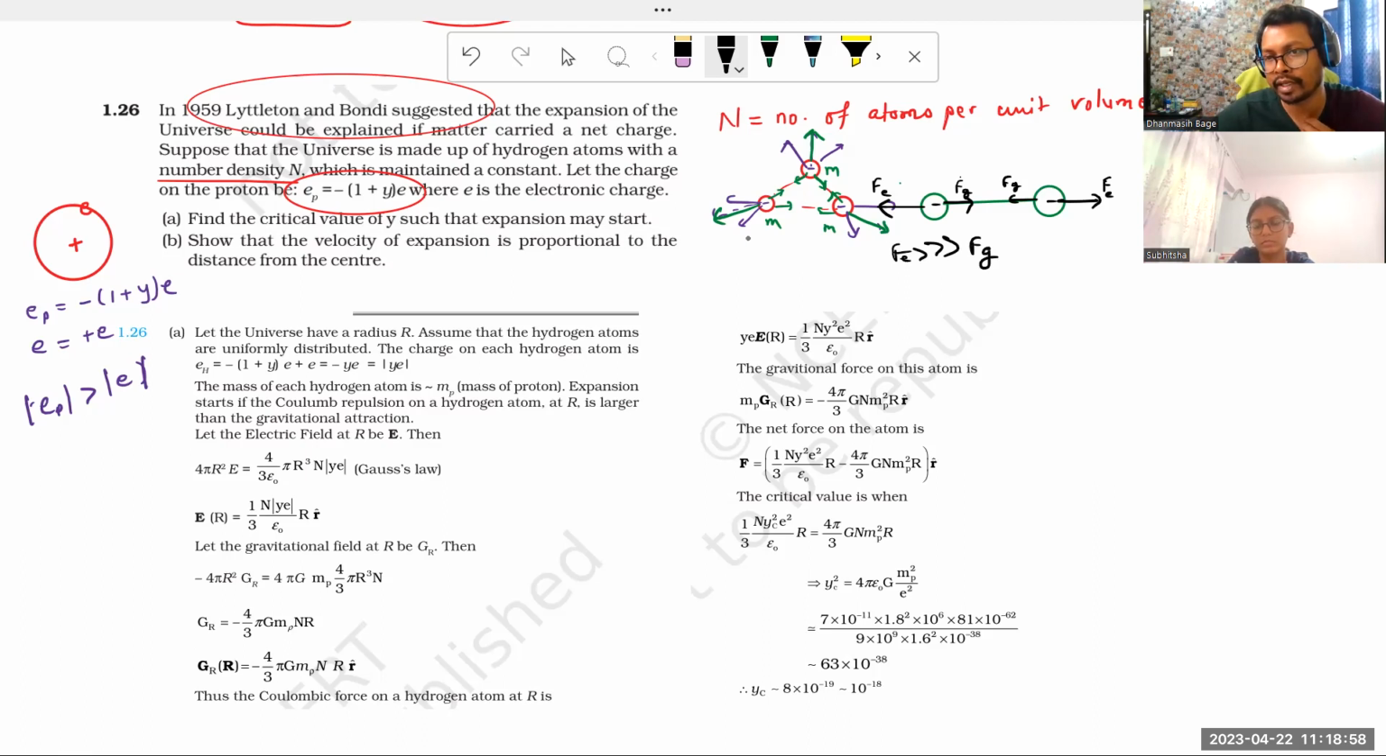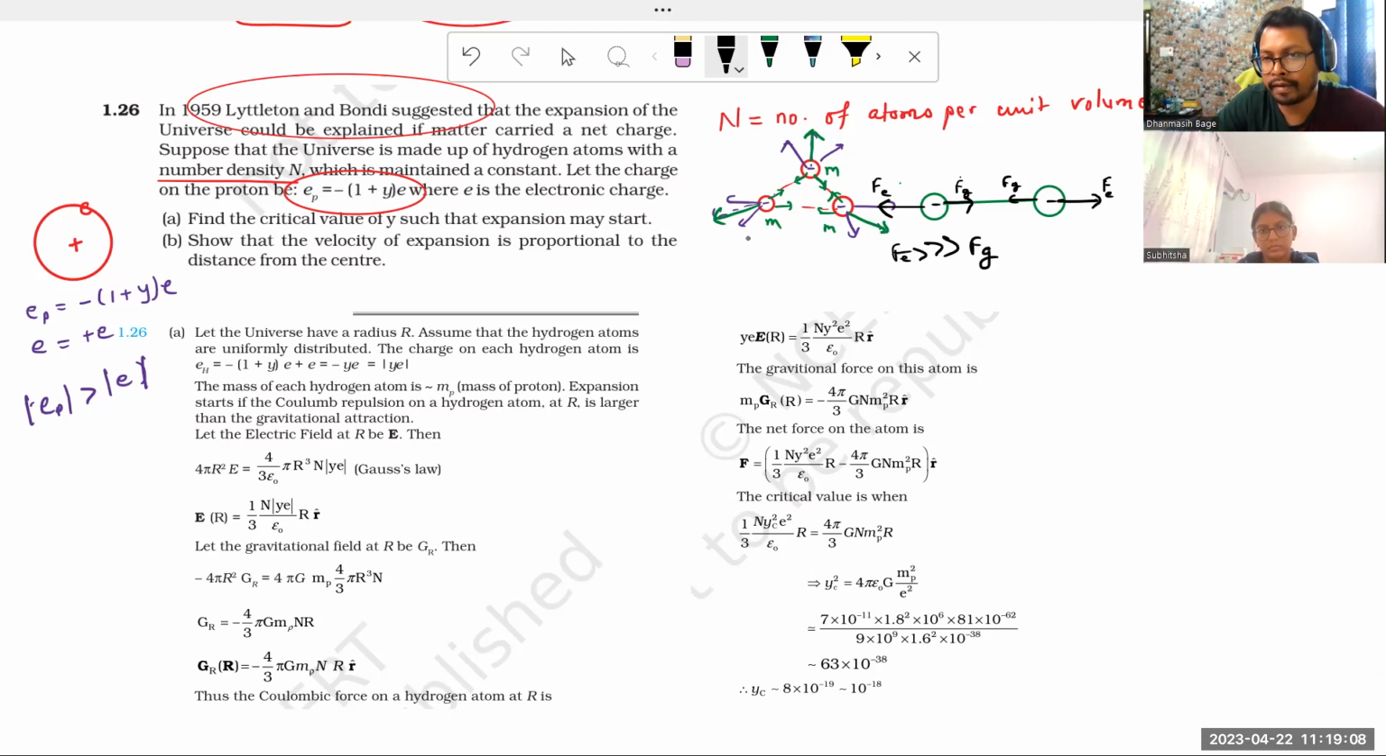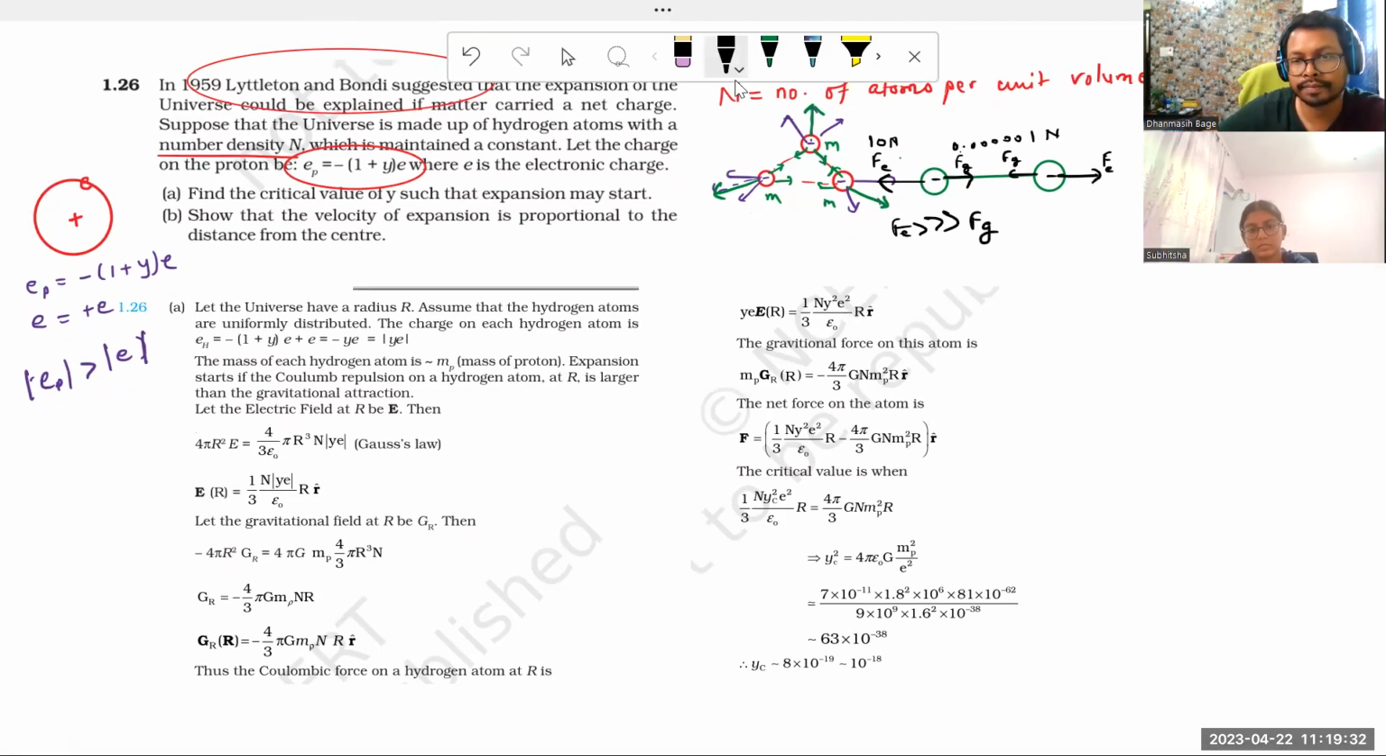Gravitational force is very, very weak, right? So electric force will definitely overcome the gravitational force, and therefore repulsion will persist and this universe will expand, because gravitational force will not be strong enough. If this is 10 Newton, and this is 0.1 Newton, obviously this much force is not enough to counter 10 Newton of force. So 10 Newton of force will overcome the gravitational force, and the expansion will take place. And that is the thing. Let's see what they have done here.